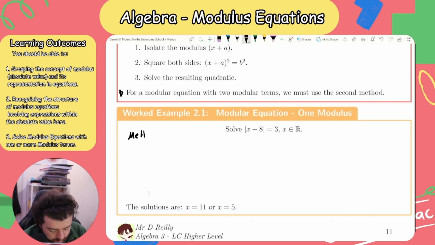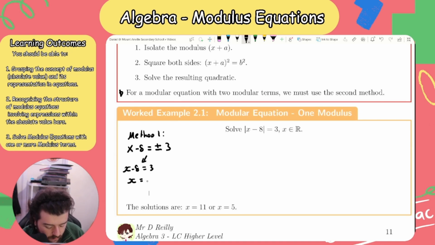So method 1: |x - 8| = 3. Well, x - 8 is going to equal plus or minus 3. So x - 8 = 3, x is going to equal 11. And then x - 8 = -3, and x is going to equal 5. So there are my two solutions there.